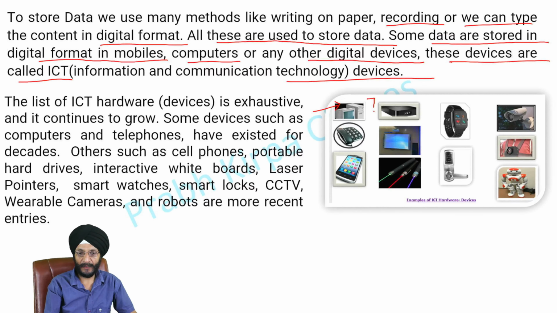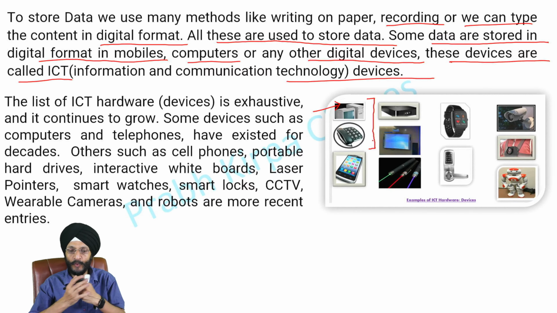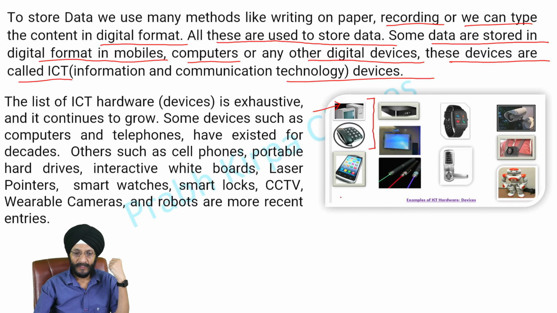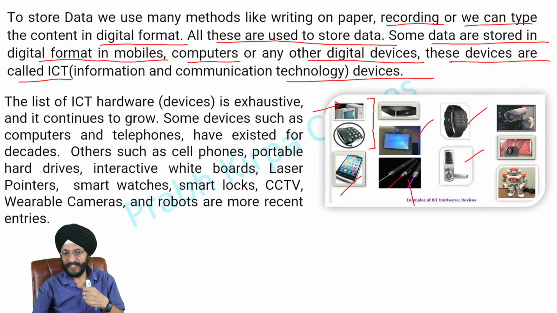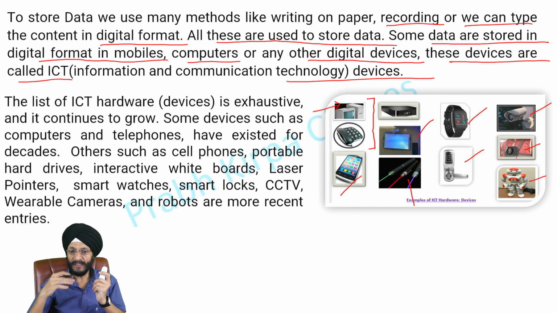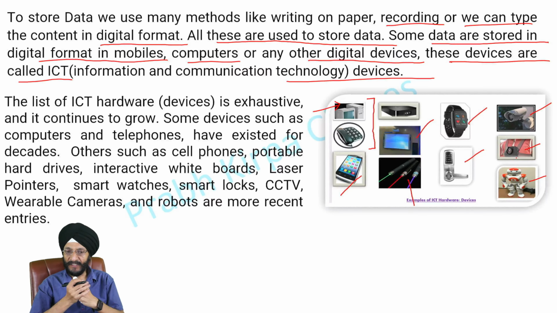This is the computer and telephone which have been in use since long. Now, smartphones and these types of devices, smart watches, digital locks, CCTV cameras, and wearable cameras. These are the robots. These are the latest entries to the ICT devices. The list does not end here. There are a large number of other ICT devices, and new inventions are taking place and coming under the list of ICT devices.